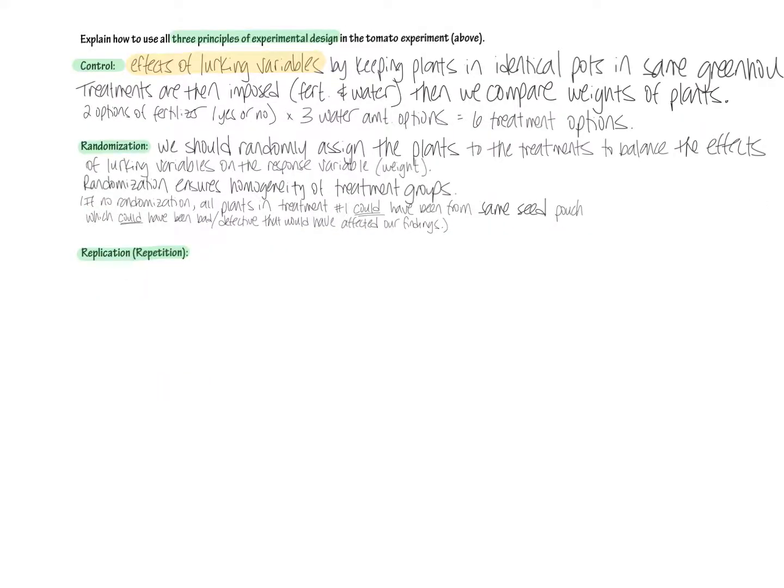So this randomization principle, how was that implemented into this? How did we use randomization in this experiment? We're randomly assigning the plants to the treatments to balance the effects of the lurking variables on the response variable. So like definition, your lingo that you're using, the reason we did this is so that we can balance the effects of the lurking variables on the response variable, and because it ensures homogeneity of treatment groups. So I have kind of an example written out here.